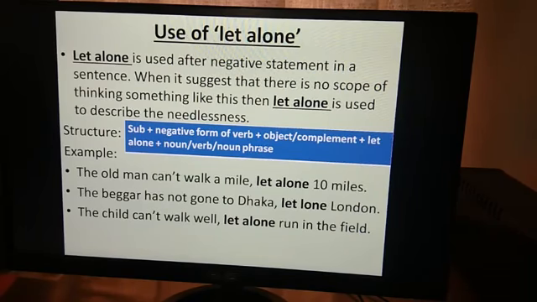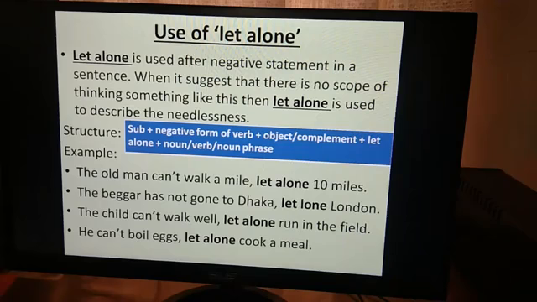Okay, dear students. He can't boil eggs, let alone cook a meal. Can't, negative form of verb, boil eggs, object or complement, let alone plus noun or verb or noun phrase. This is a verb phrase, cook a meal. Okay. So we have completed use of let alone.